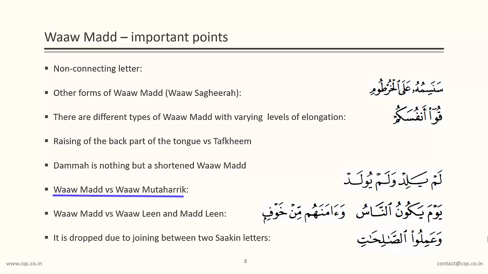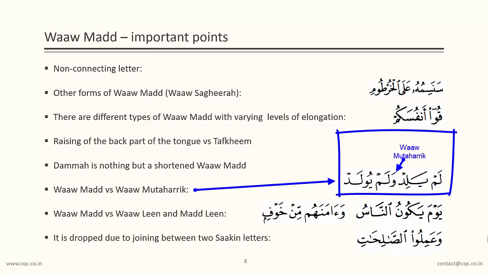While in case of Alif Madd, we saw that Alif can never have a vowel on its own. It can never occur as a mutaharrik letter. But Waaw can occur as a mutaharrik letter, so it can directly carry a harakah with it. So here you see, walam yulad. The first Waaw is a mutaharrik Waaw having a different makhraj, whereas the second Waaw is a Waaw Madd that emanates from the Jauf area.